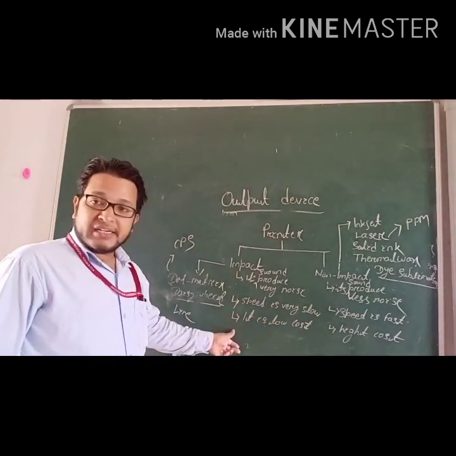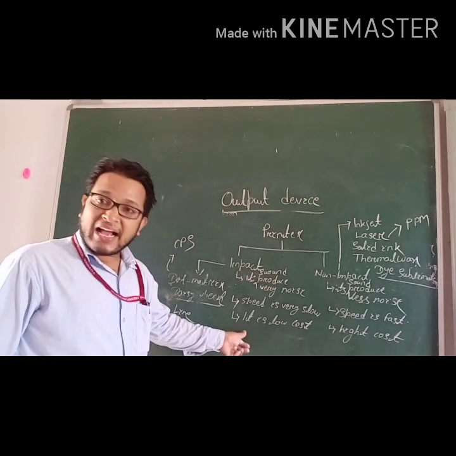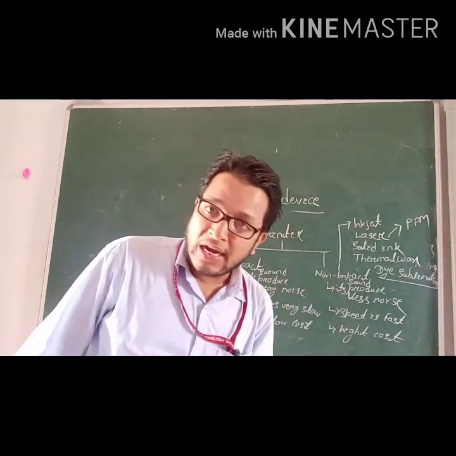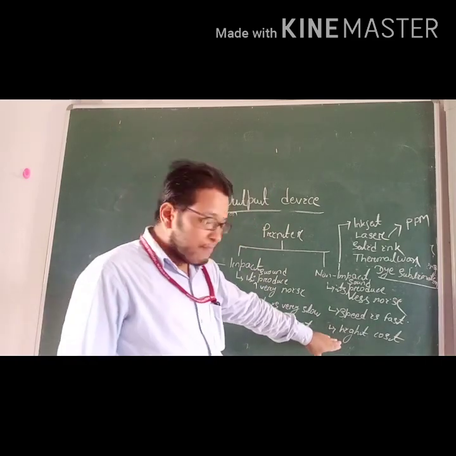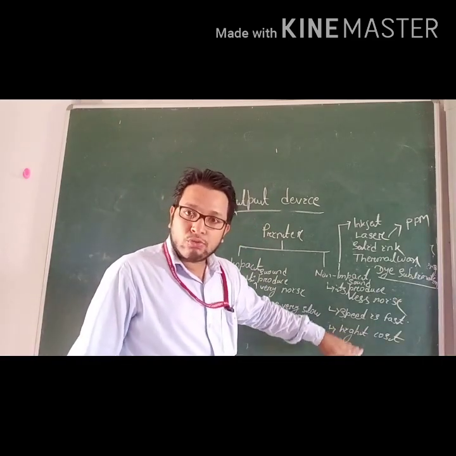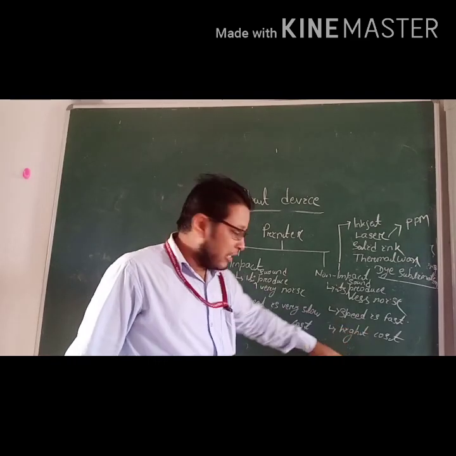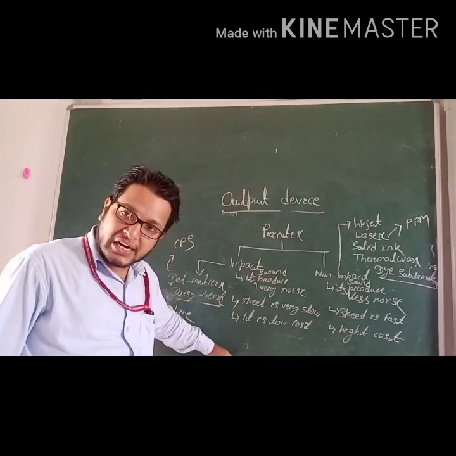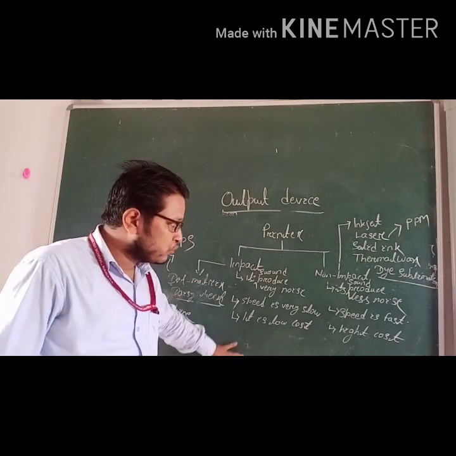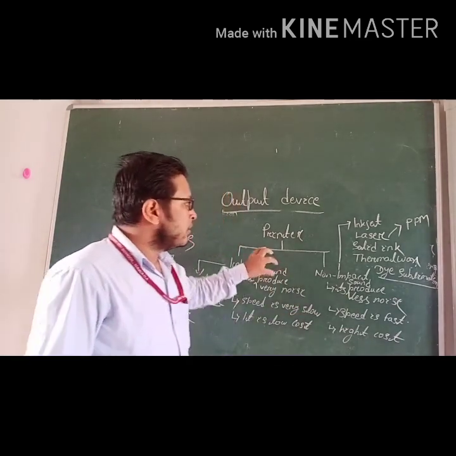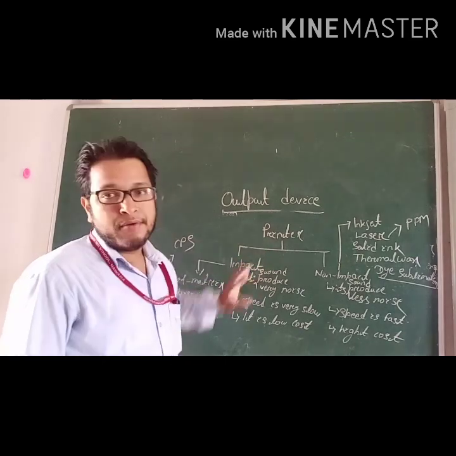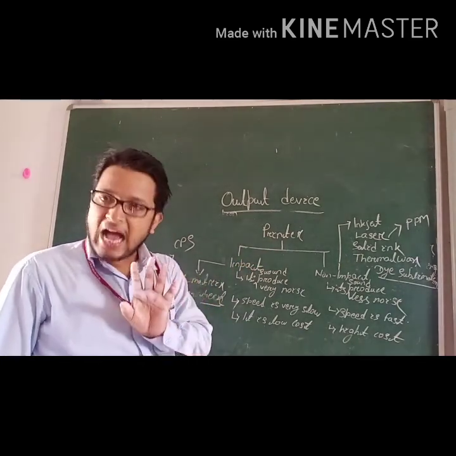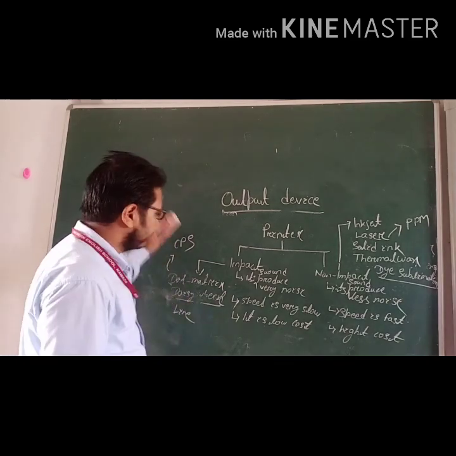Another difference is between the impact printer and the non-impact printer. The impact printer can only display black and white. But the non-impact printer can give both black and white and color also. Is that clear or not? So in this way, we have given the idea about the printer. If you have doubt, then ask me. Is that clear, student?